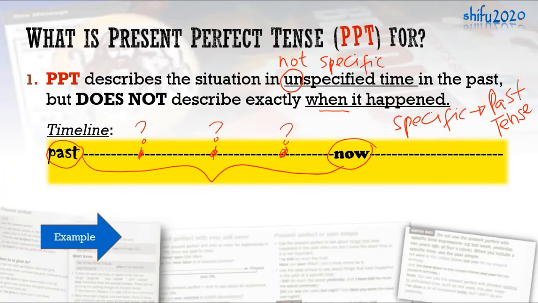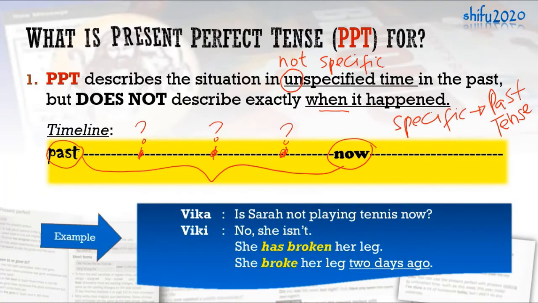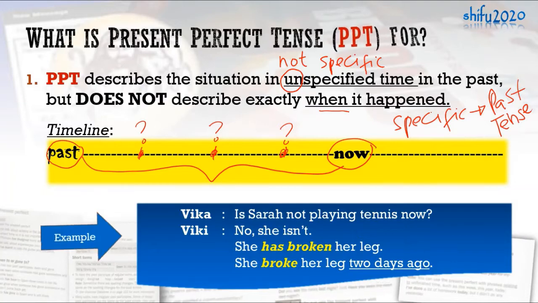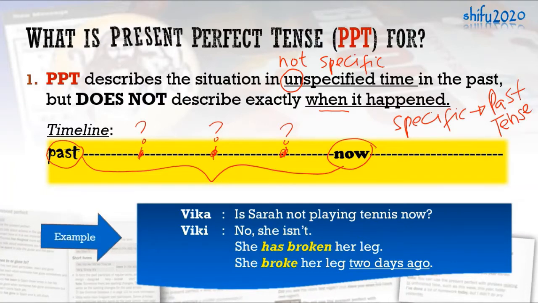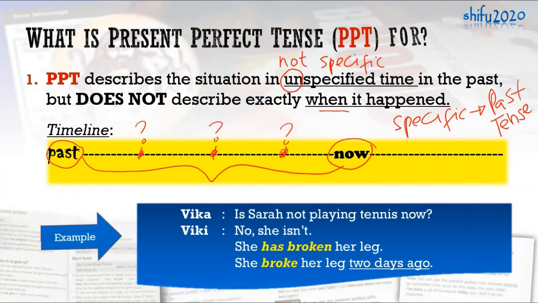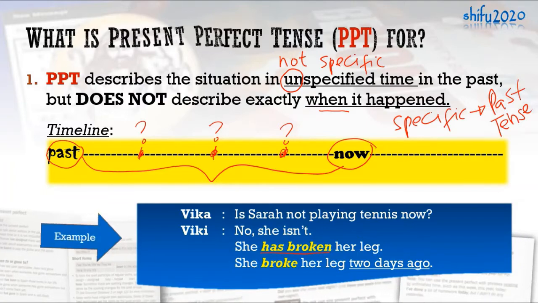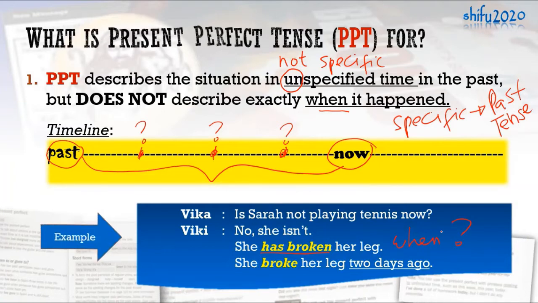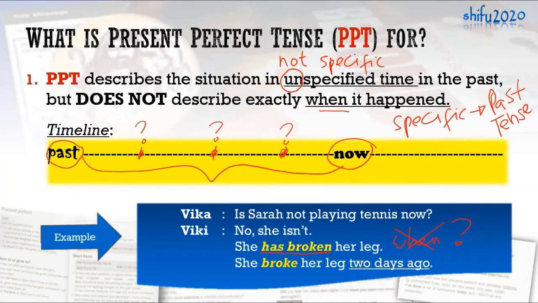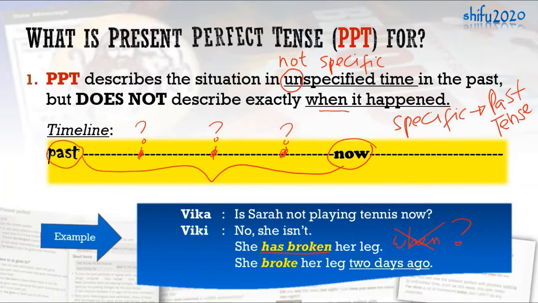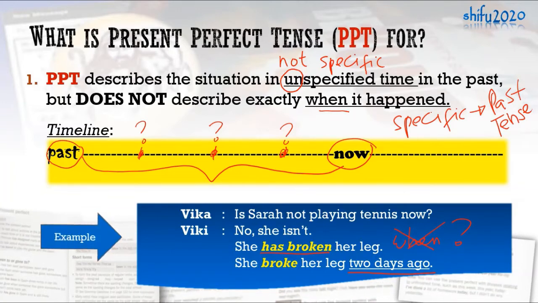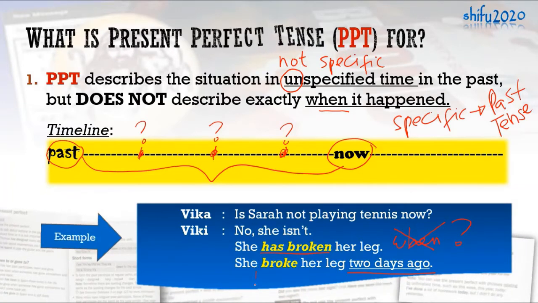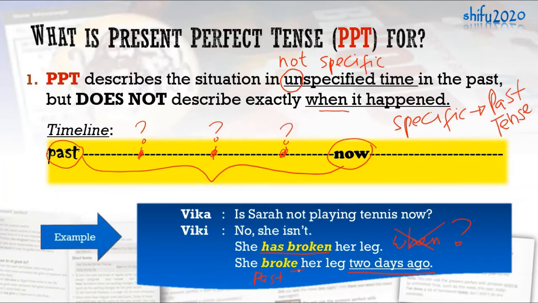For example, is Sarah not playing tennis now? No, she isn't. She has broken her leg. Okay, jadi tidak ada keterangan waktunya. PPT, you don't know when. When? You don't know. Okay, pokoknya kakinya patah. Sudah, kalian tidak tahu kapan. Kalau misalnya ada keterangan waktunya, 2 days ago, if you have these signals, then you have to use past tense.